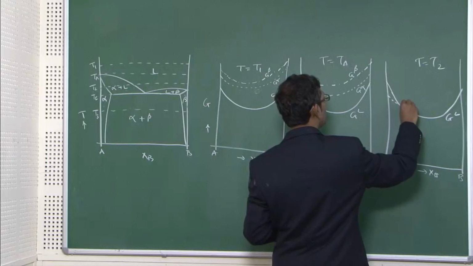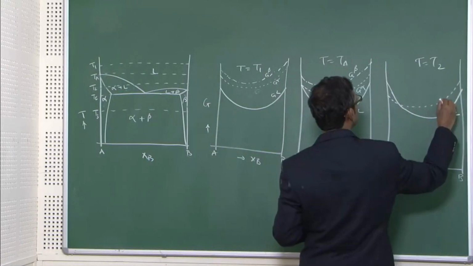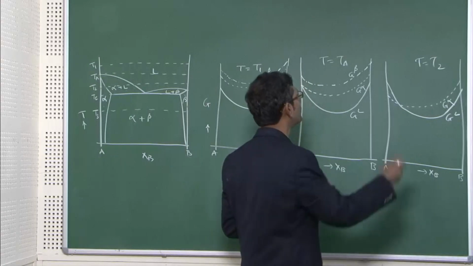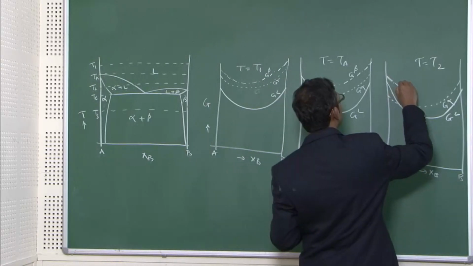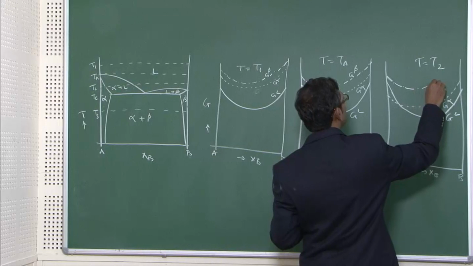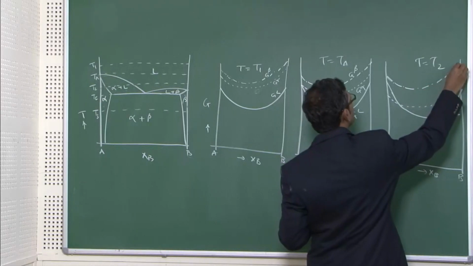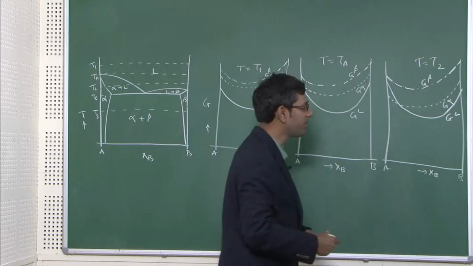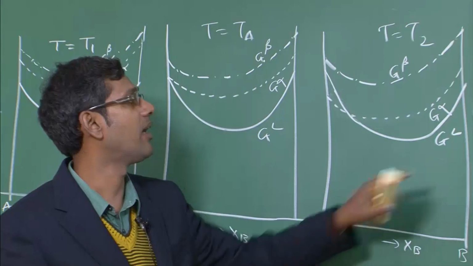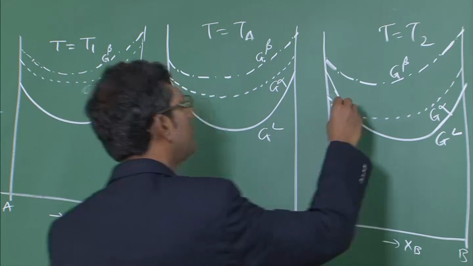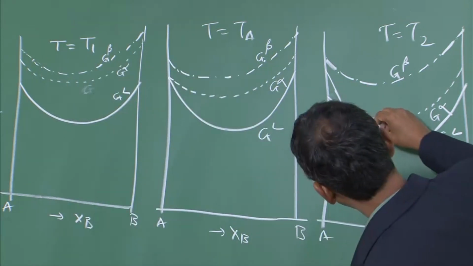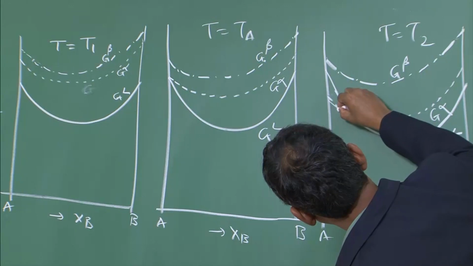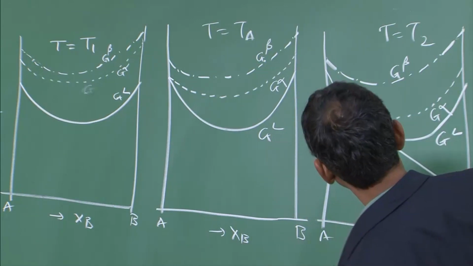So this is G alpha, and beta is not stable at all, so beta will be coming much above because beta is not present here. So this is G beta. Because these two free energy curves of alpha and liquid are crossing each other, the real stability will be obtained by drawing a common tangent between these two. So let me just draw a common tangent like this.